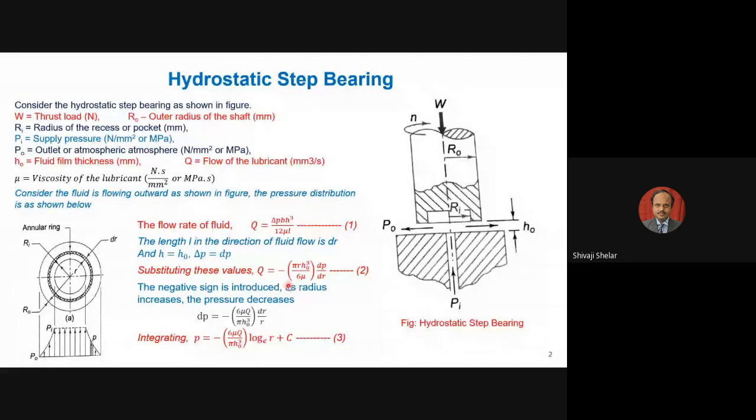Now there is an introduction of a negative sign here. Why have we introduced this negative sign? Whenever flow happens, it always happens along a negative slope. That is, dp by dr has to be negative. Otherwise the flow will be radially inward. In this case, we are supplying the fluid at the center and it is going outside. So as the radius increases, the pressure has to decrease. The dp by dr has to be negative.